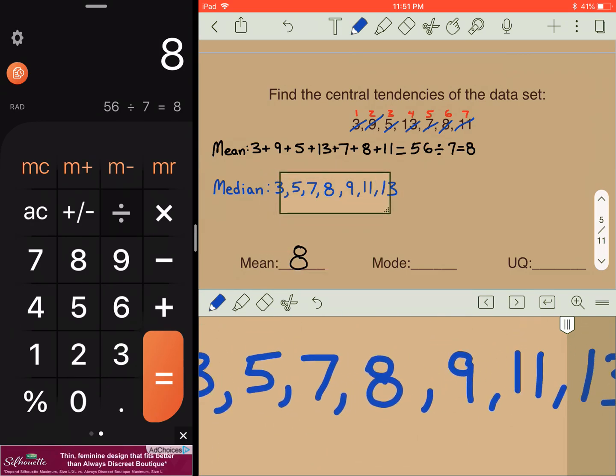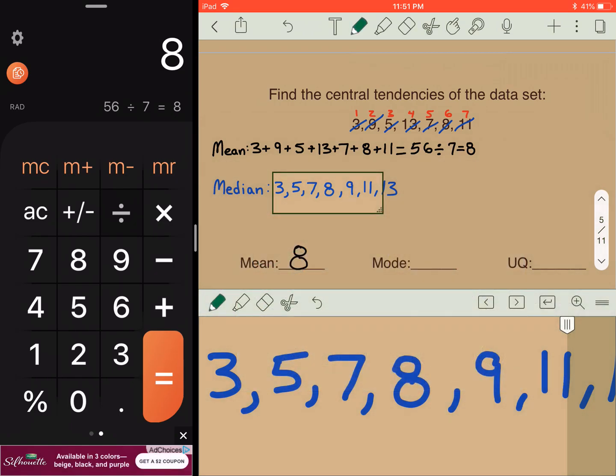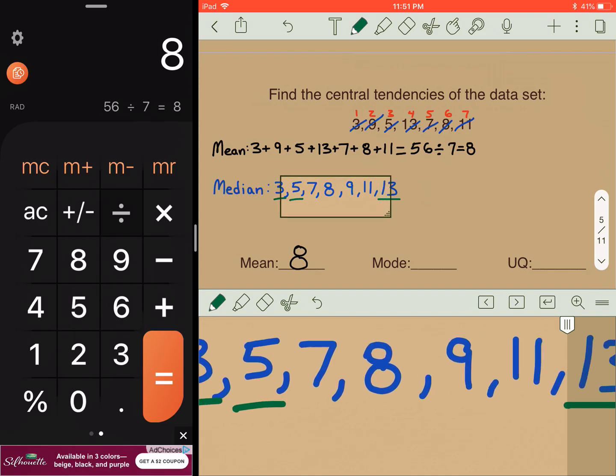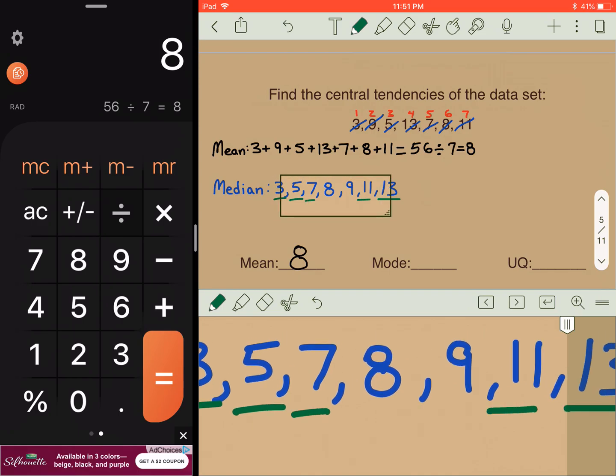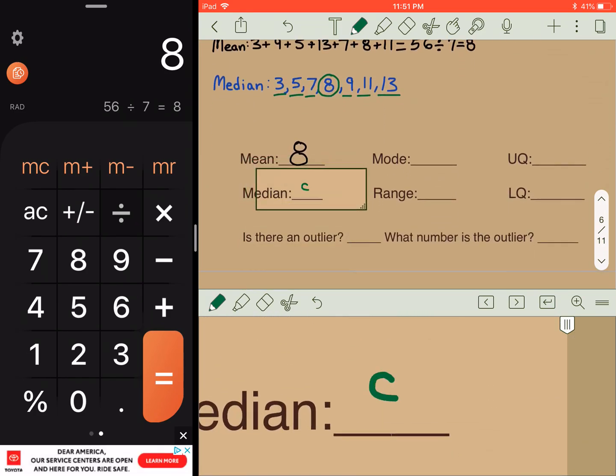So for my median, I need to find the number in the middle. I start by going one space from each side of my data set and moving closer to the middle. So I have a 3, I have a 13. I have a 5, I have 11, I have a 7, I have a 9. What number is in my middle? That's an 8. So my median is an 8.